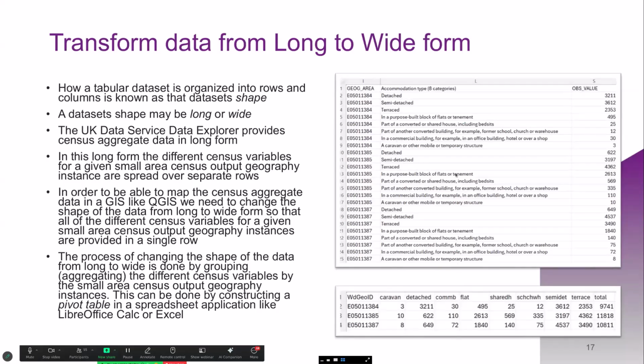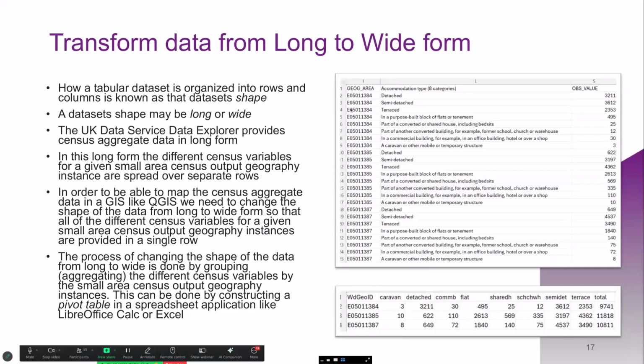And that's long form. In wide form, again, we have the same 3 electoral wards, but this time all the different variables, the different house types, are contained on a single record for each of those electoral wards. And they're just properties of a single row. There are pros and cons of these, but for our purposes, the data from Data Explorer comes in long form. In order to be able to map it in QGIS, it needs to be in wide form.